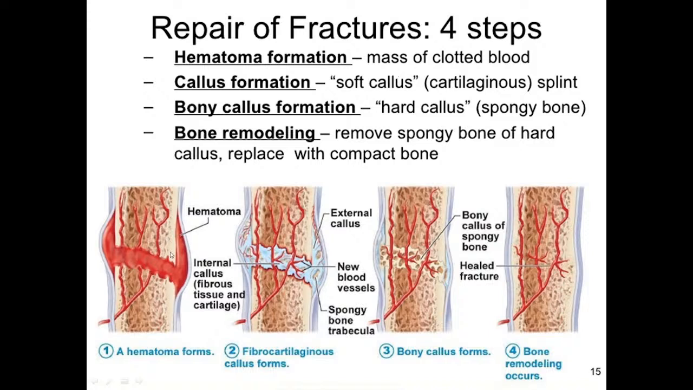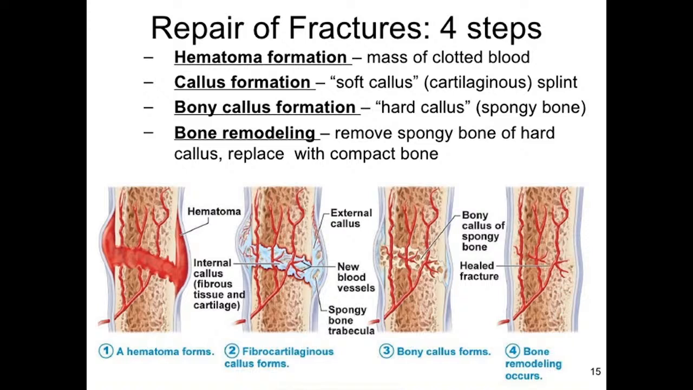This mass of clotted blood leads to the development of the second stage. The second stage is callus formation, soft callus, cartilaginous callus. We see development of soft callus, external callus and internal callus, and you can see the development of new blood vessels in the soft callus.